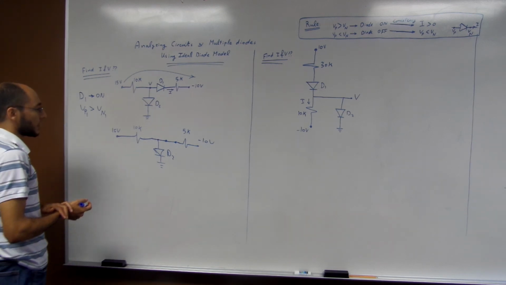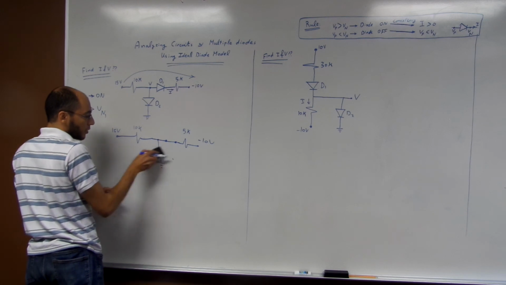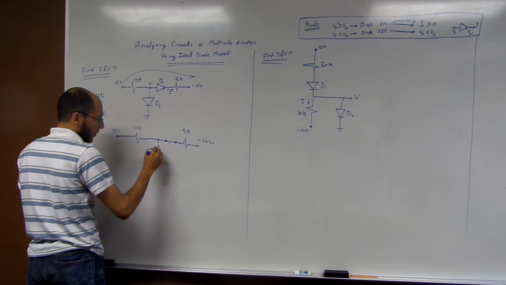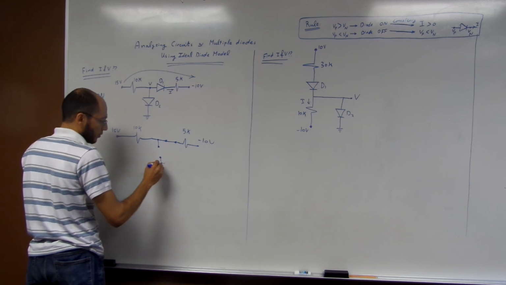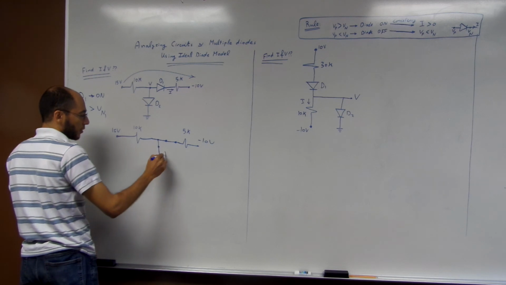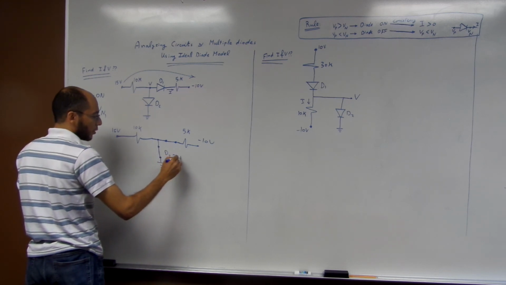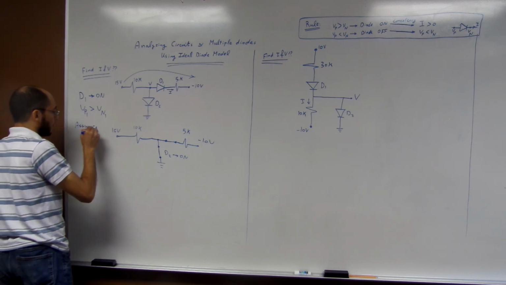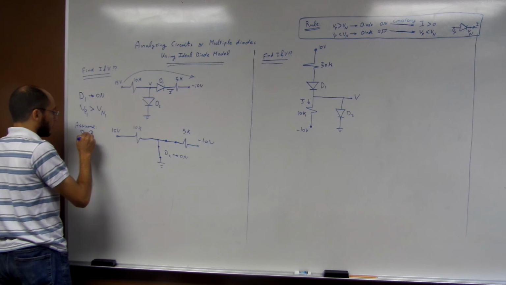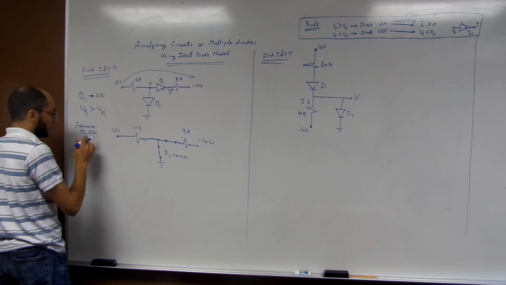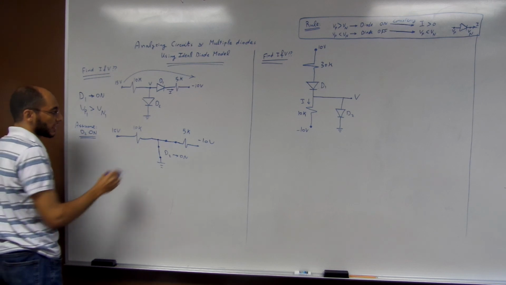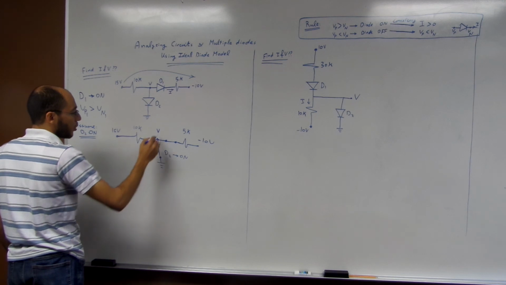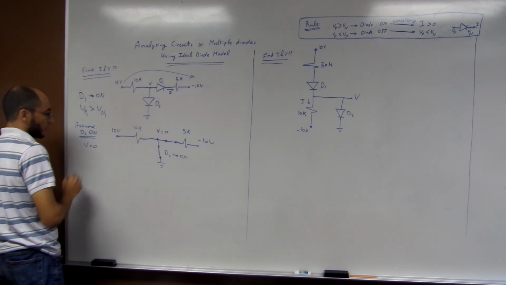So let's try to assume that diode 2 is on, okay? Which means that this is a short circuit. Diode 2 on. That's an assumption, okay? So you assume D2 on, right? So in that case, this value of the voltage is equal to V, which is equal to 0. V equal to 0, alright?